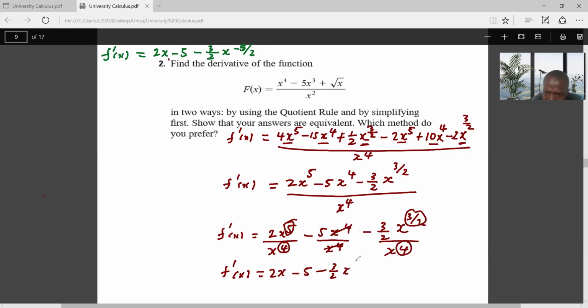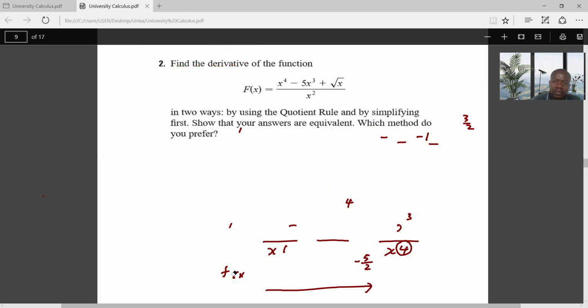Let's compare this answer. You see that these and these are actually the same. It's just that this one is longer than the one we've done. Remember, there are some questions that will require you to use the quotient rule. We were just proving that they're the same. So it's very important to know the product rule and the quotient rule, ladies and gentlemen. Okay, let's move on to the next question.